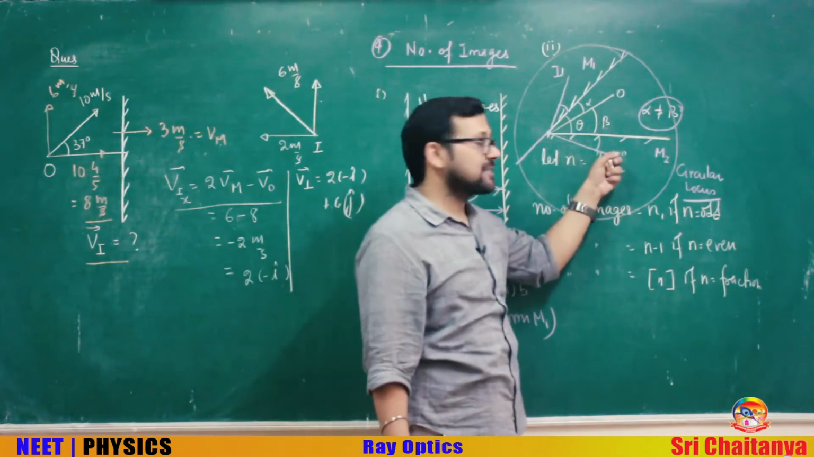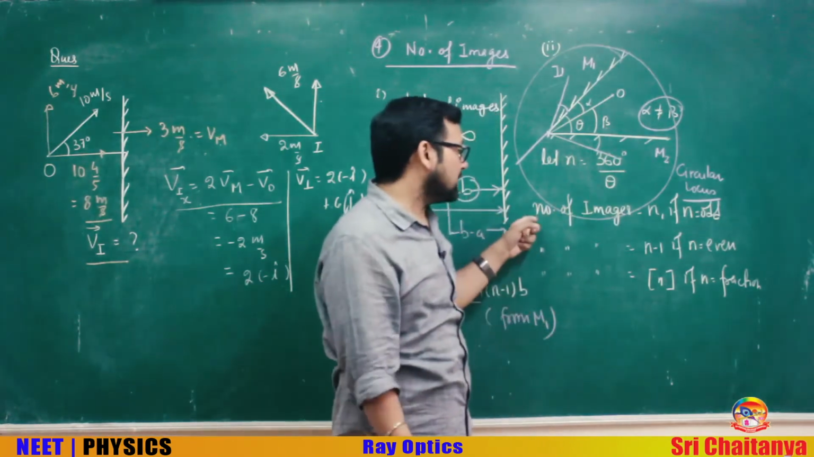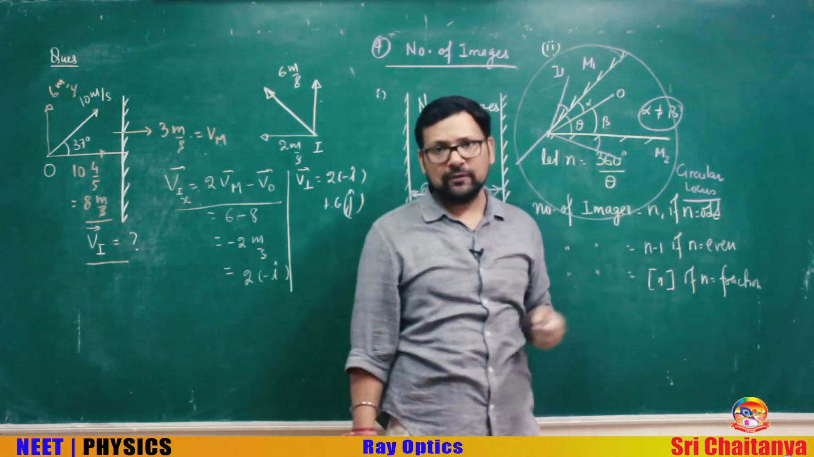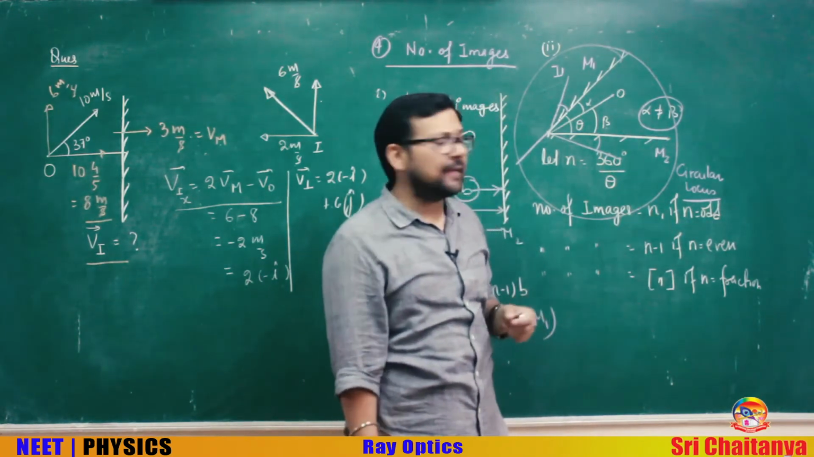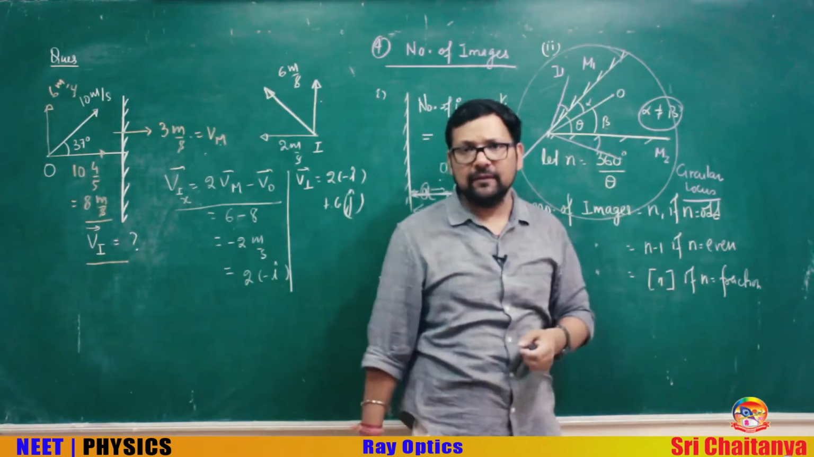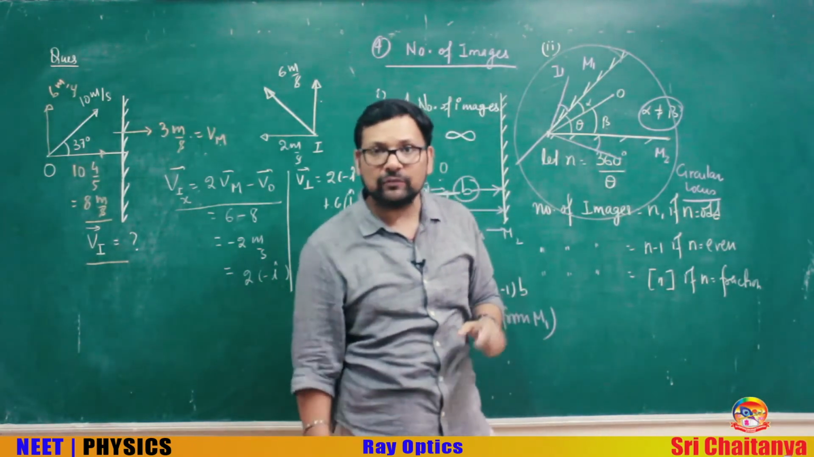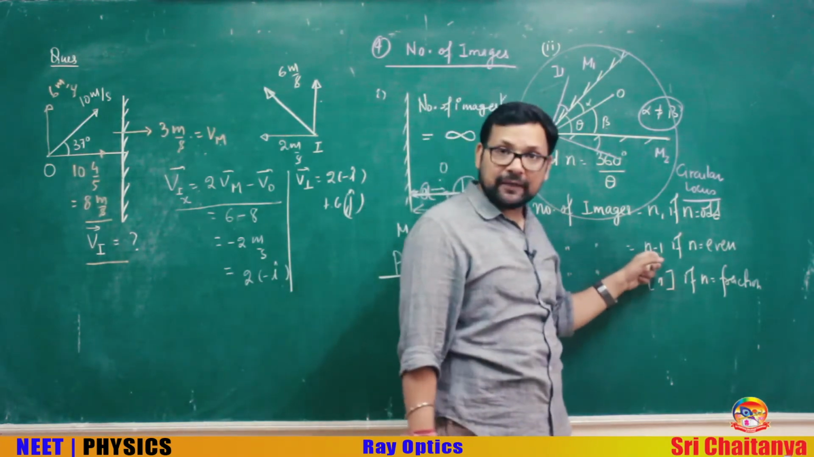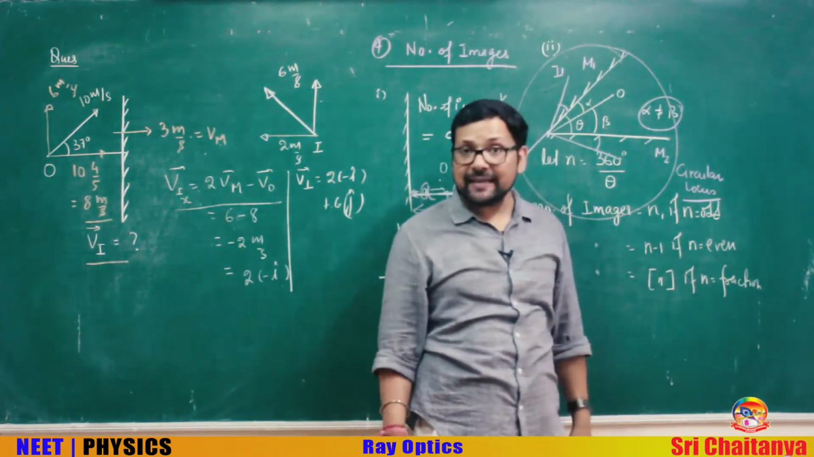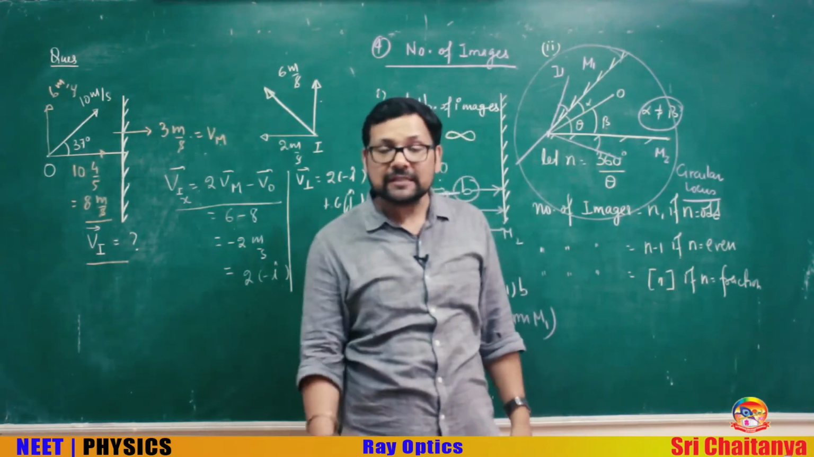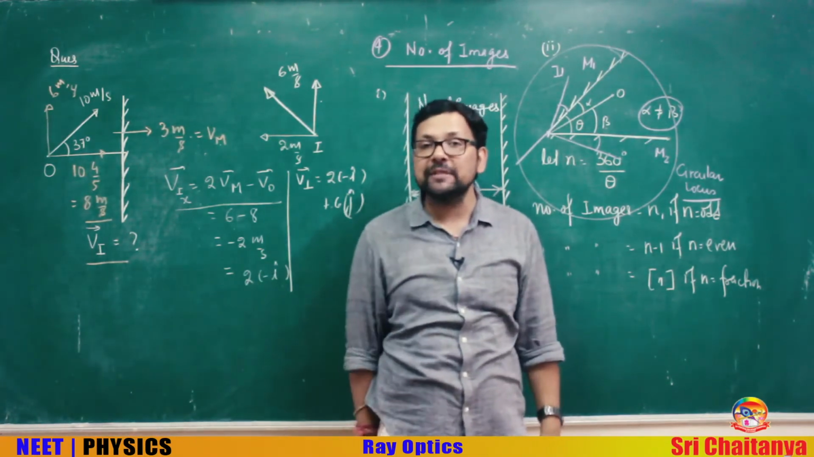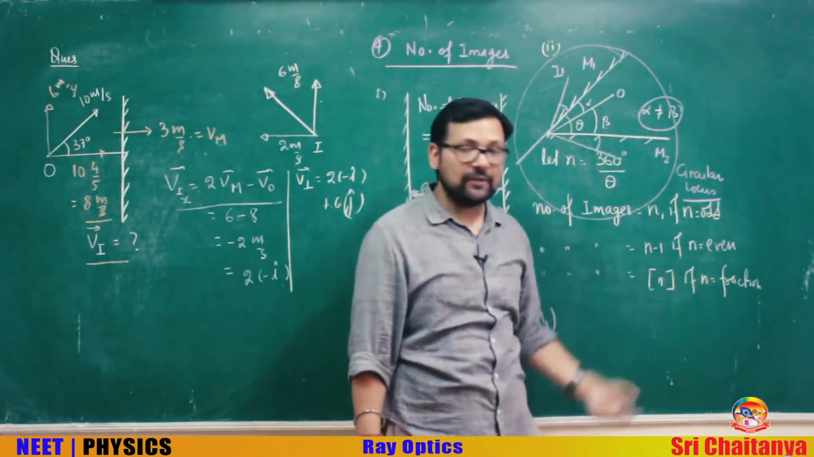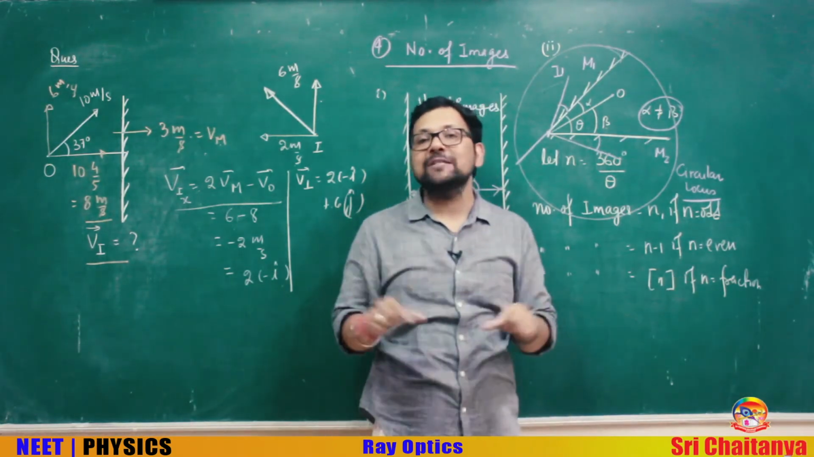Let n be 360 degrees by theta. In this, the number of images would be n itself. If n is odd, take any value. For odd, like you are taking 72 degrees as theta, then you will find n as 5. So 5 is the number of images. Number of images will be n minus 1 if n is even. If you are taking theta as 60, so 360 by 60 is 6. So number of images is 6 minus 1, that is 5. And when n is a fraction, you have to take the next whole number for n.